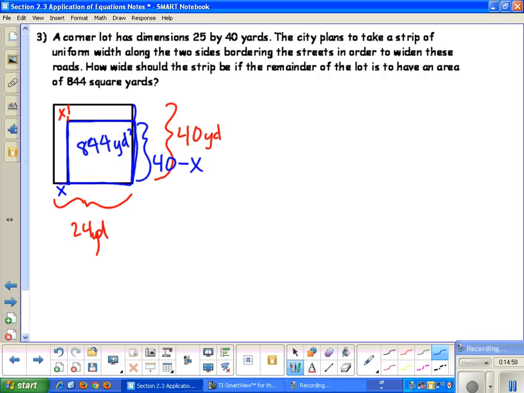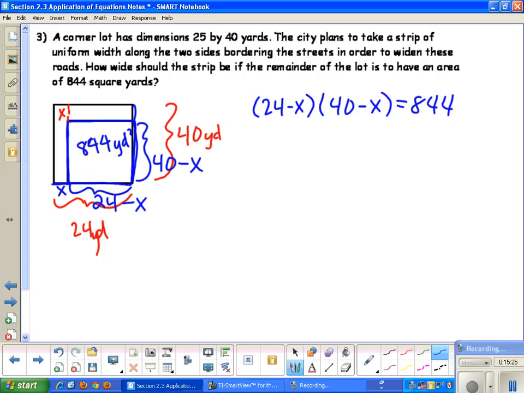And for this one over here, we're again cutting off that x distance. So from here to here, we have 24 minus x. Now the next step is, how do you find the area of something? To find the area, length times width. So now we want the area of the smaller square that we have. So in this case, we're going to have 24 minus x times 40 minus x equals 844.